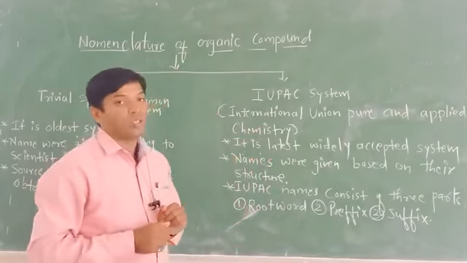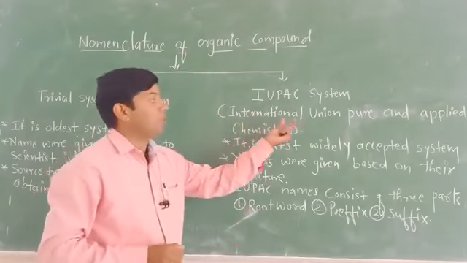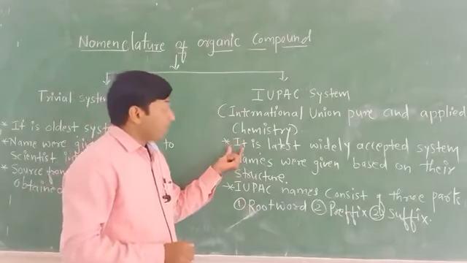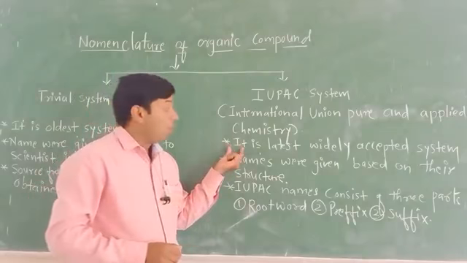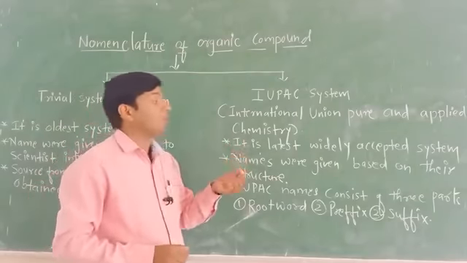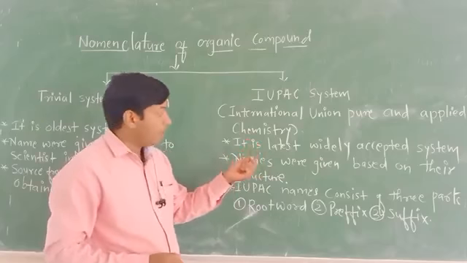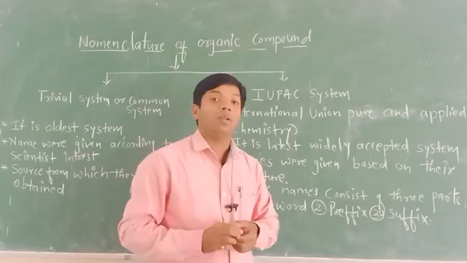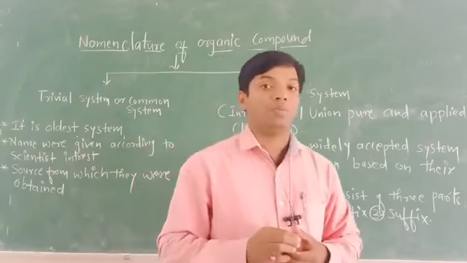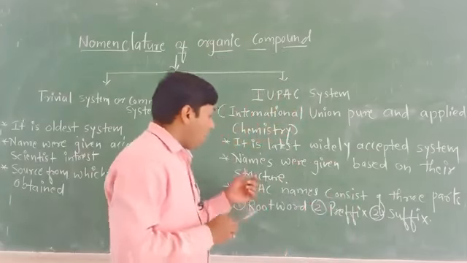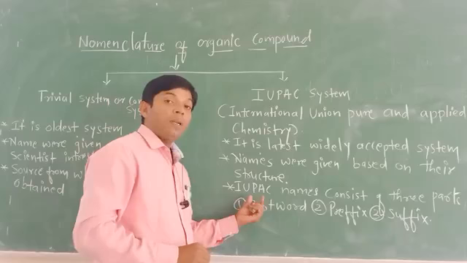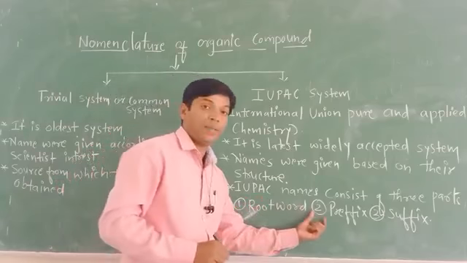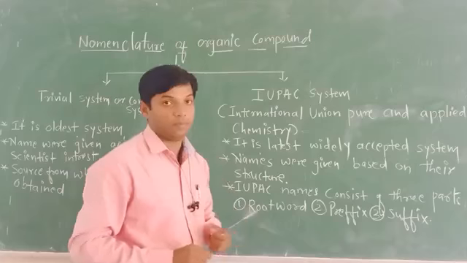The second type is the IUPAC system. As I said, IUPAC is International Union of Pure and Applied Chemistry. This is the modern or latest system which is accepted by the IUPAC. In this system, the names of organic compounds are given related to their structure, and in the IUPAC system, the name consists of mainly three parts: root word, prefix, and suffix.